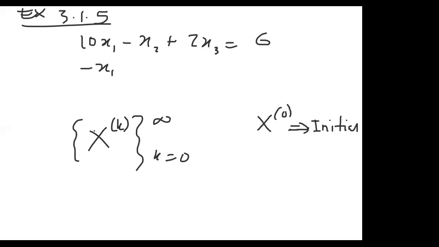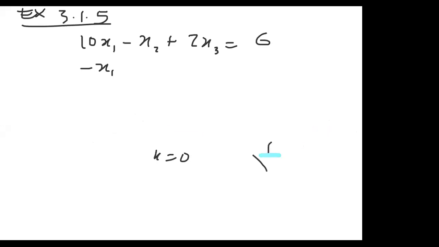So x naught, like I mentioned, is the initial approximation. You will always be given that initial approximation. So you just use this to approximate x1. To get x1, you need to use x0, and so on, right? Is that okay?